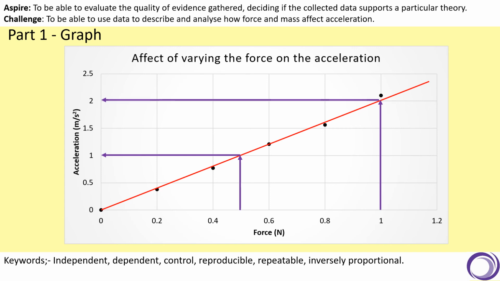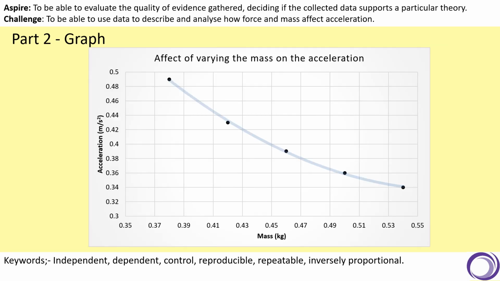So if I double the force from 0.5 to 1, I've doubled the acceleration from 1 to 2. So that's nice and reliable. It's good. It works spot on. So doubling the force doubles the acceleration. So we'd say that the acceleration is directly proportional to the force. That's the easier of the two. So let's look at the next one now.